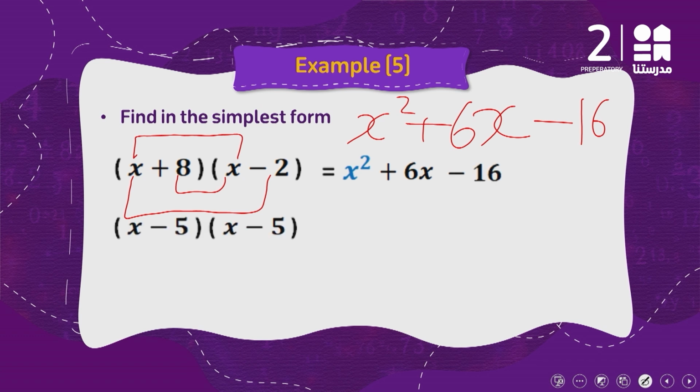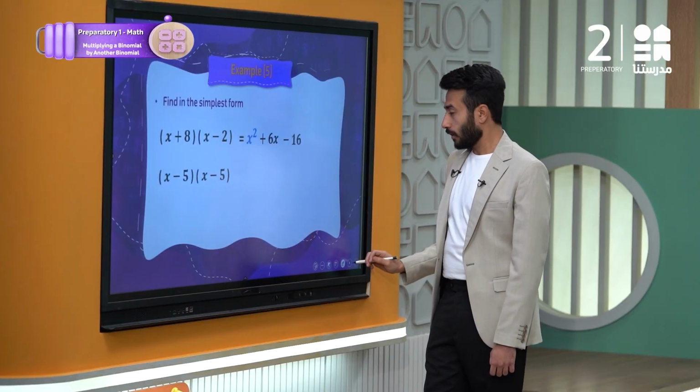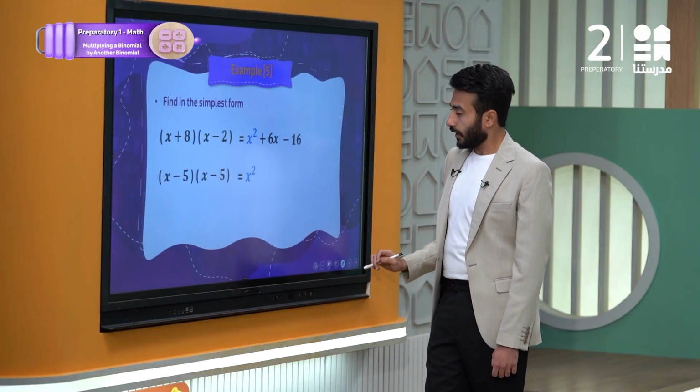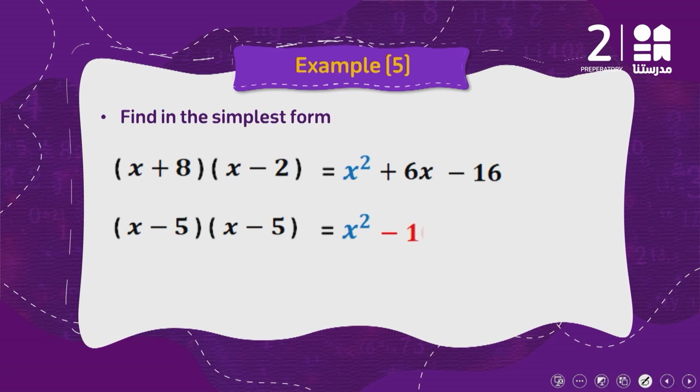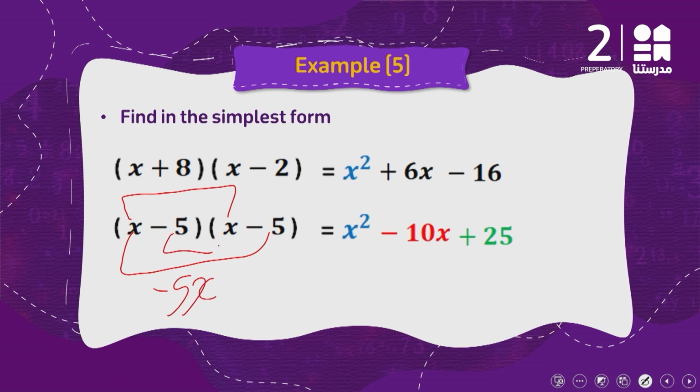Another one, if it's x minus 5 and x minus 5, it will be x power 2, negative 5x, and negative 5x again. It will be negative 10x, and then positive 25. How is that being calculated? X times x, then x times negative 5, which is negative 5x. If you multiply this one by this one again, it's also negative 5x. Negative 5 and negative 5, it's negative 10. And now, negative 5 multiply negative 5, it's positive 25.